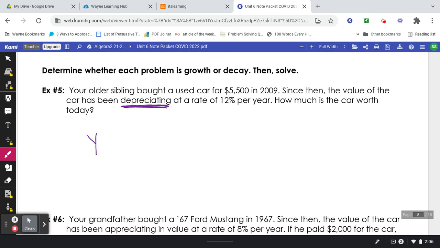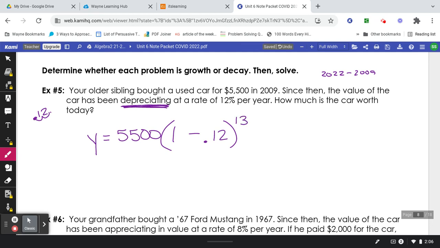All right, here we go. Y equals 5,500 times 1 minus 12%. Decimal's always at the end of that. Move it over once, twice. 0.12. From 2009 to today, 2022, so do 2022 minus 2009. It's going to get us 13 years. Type that into your calculator.